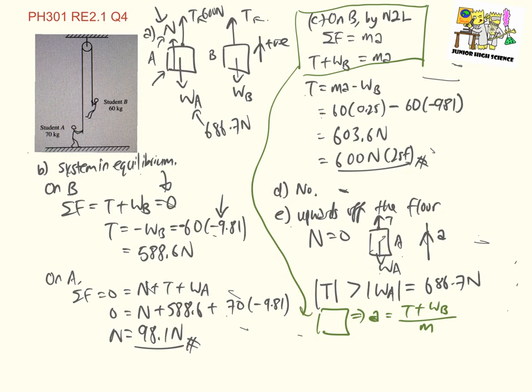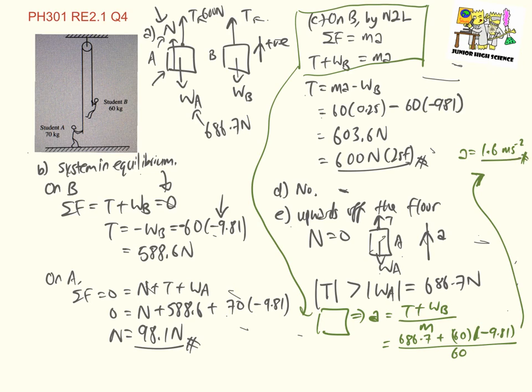Be very careful again in plugging in the numbers. The tension force is upwards force on student B, so that will be 686.7 newtons. The weight of student B again is 60 kilograms multiplied by negative 9.81 meters per second squared, divided by the mass of student B, which is 60 kilograms. So if you do this properly, you should be able to get an acceleration value of 1.6 meters per second squared, which should be the final answer.